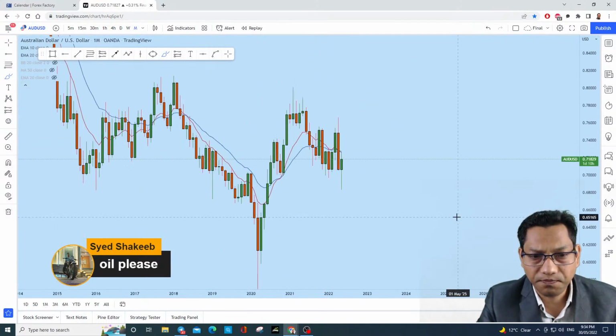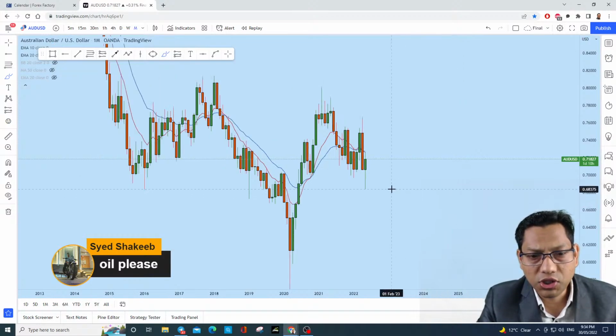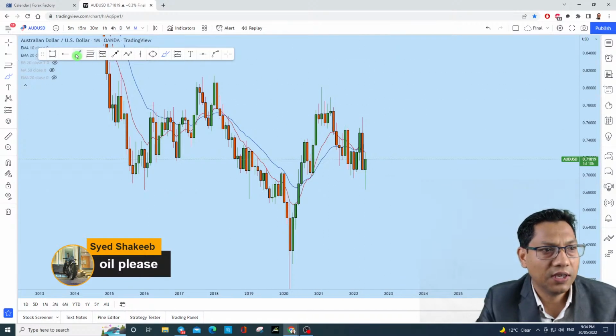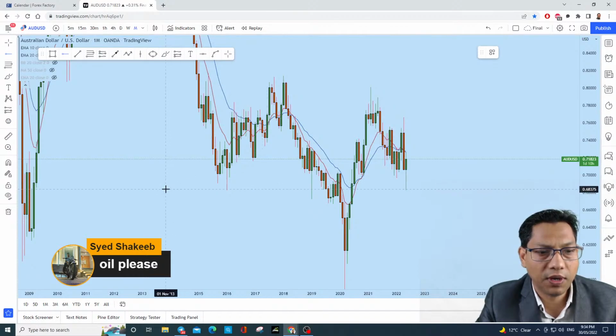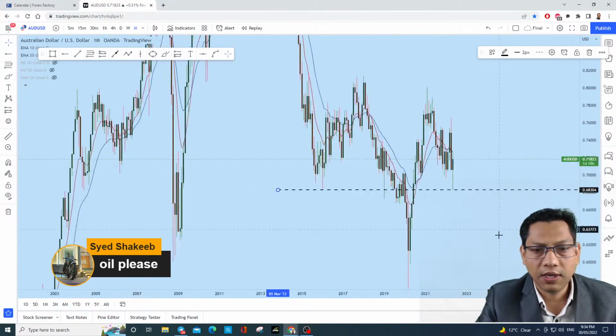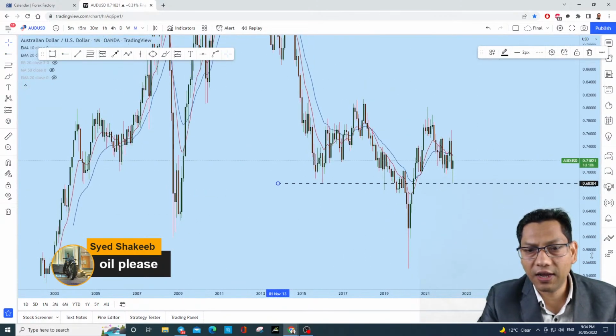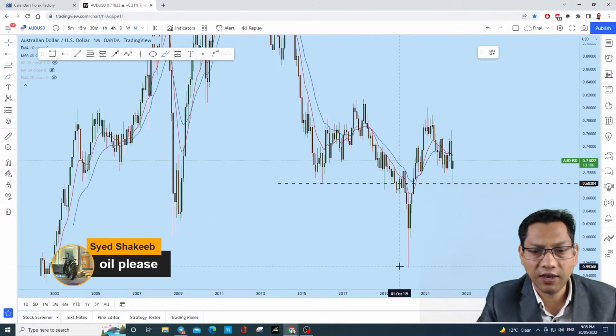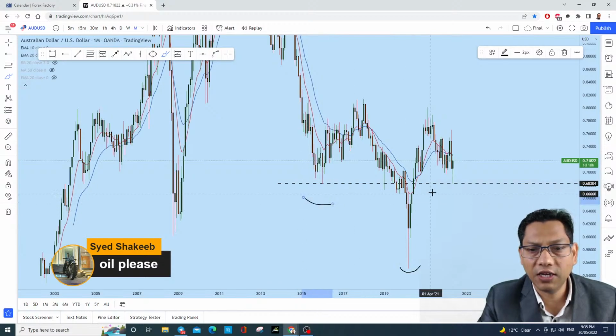Now first of all, this is the Aussie dollar. What do you see? The price came back from a very bottom. If you draw a level of support here, you can find a correlation. If you see the bigger picture, what you see is basically an inverted head and shoulders on the monthly.